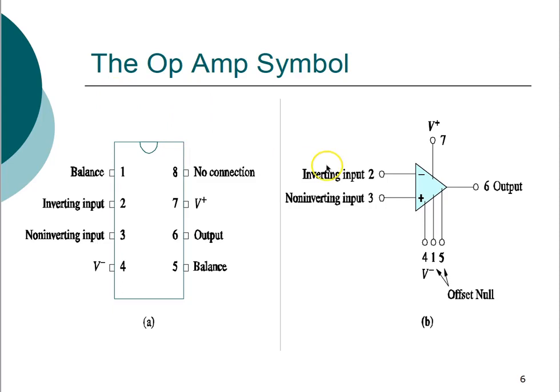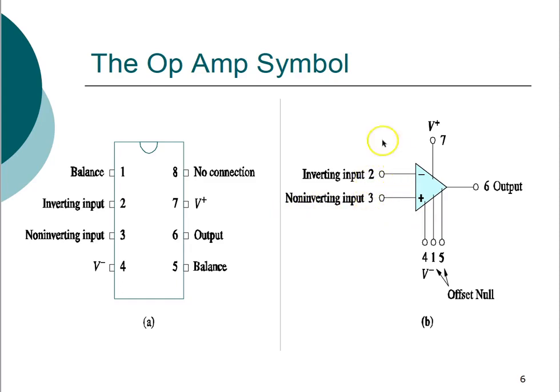Here you see the symbol of the op-amp. Let's first see the right picture. This is how it looks. This is the symbol for the operational amplifier, and you can see the different leads sticking out from the op-amp, and each of them has some purpose. For example, this second lead is your inverting input, and this third lead is the non-inverting input.